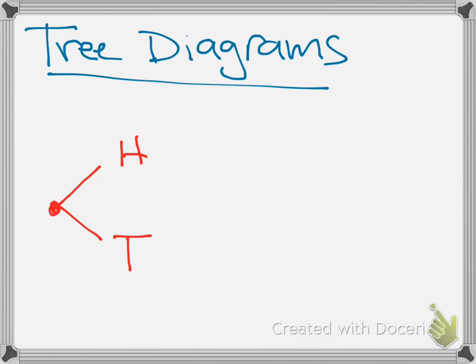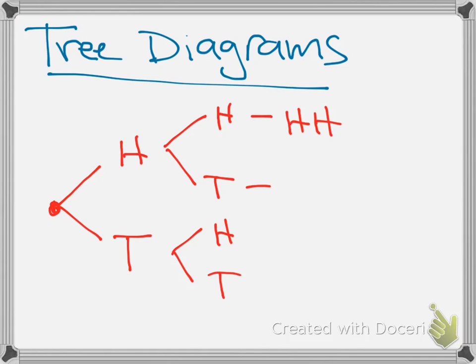We could get heads or tails. But if we're going to then toss a second coin, that coin, of course, could come up heads or tails. And so we end up having a total of 4 possibilities if we toss 2 coins. We could get 2 heads in a row, we could get heads then tails, we could get tails then heads, or we could get 2 tails in a row.